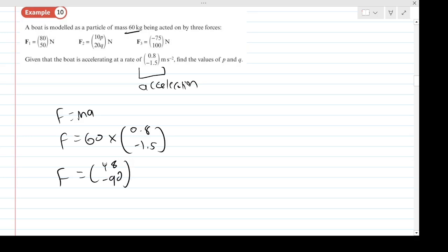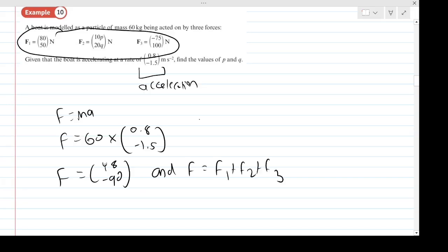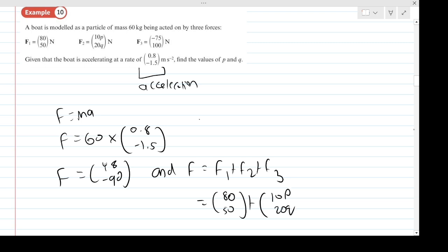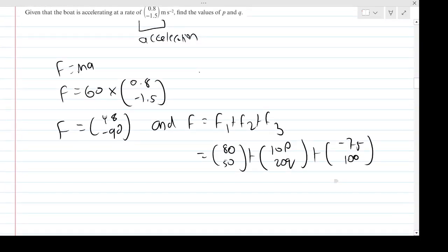But I'm also given all these three forces here. So I can also work out the resultant by adding these three vectors up, these three forces, right? If I do that, well, F1 is 8, 50. F2 is 10p, 20q. And F3 is minus 75 and 100. So hopefully you can probably spot how we're going to work out these missing values for p and q now. If we add them all up as one vector, add the top numbers, that's going to be 5 add 10p. And then the bottom numbers, that's going to be 150 add 20q.